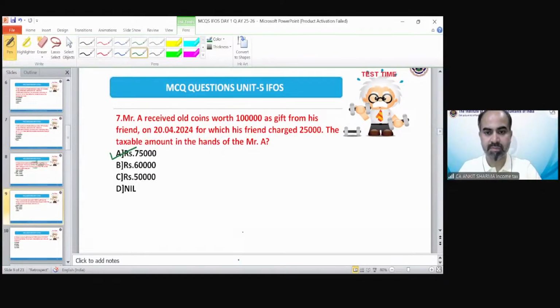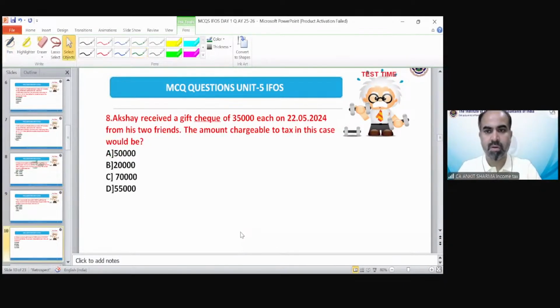Next is Akshay received a gift check of 35,000 each on 22nd May 2024 from his two friends. How much would be the amount chargeable to tax in the hands of Mr. Akshay? The correct answer, of course, 70,000. Very simple question I'm asking to all of you.